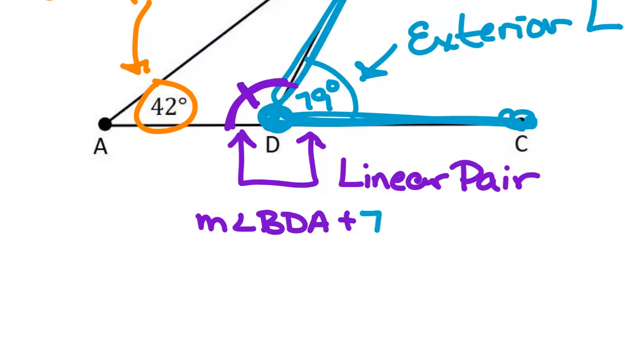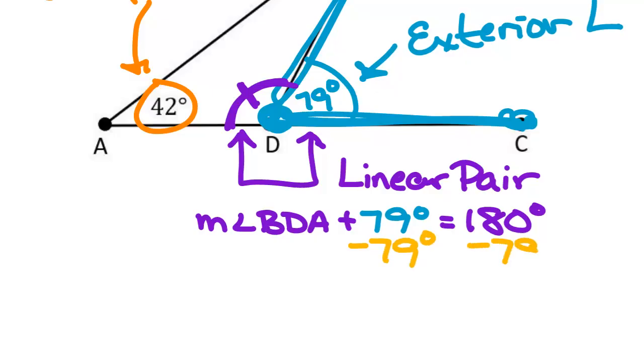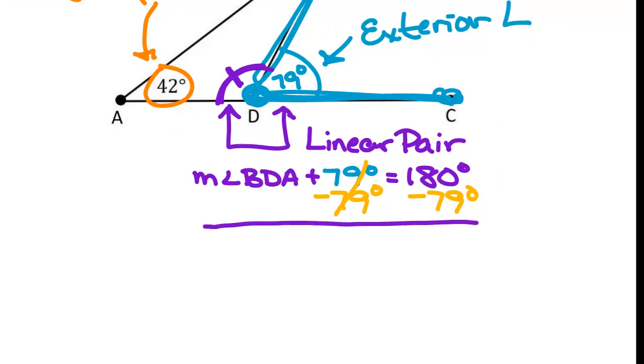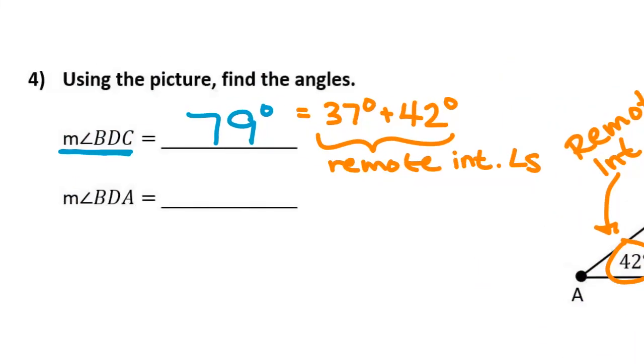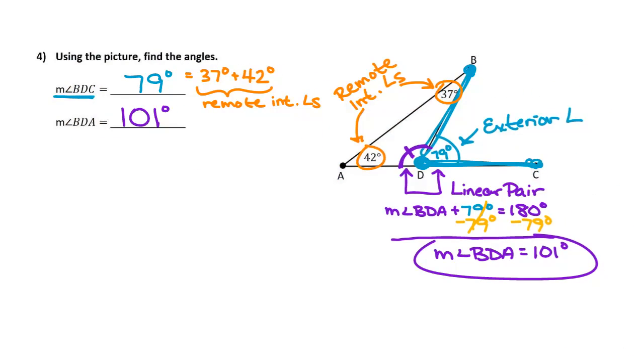So I could say the measurement of angle BDA plus 79 degrees equals 180. And then I can subtract 79 from both sides. What is 180 minus 79? 101. Measurement of angle BDA is 101 degrees. Nicely done.